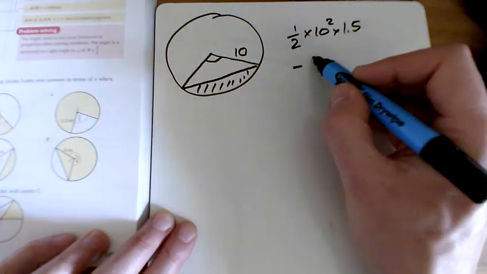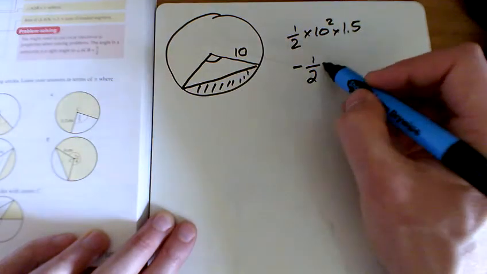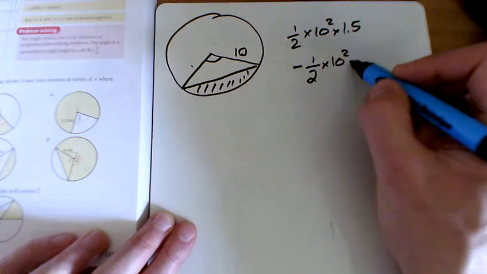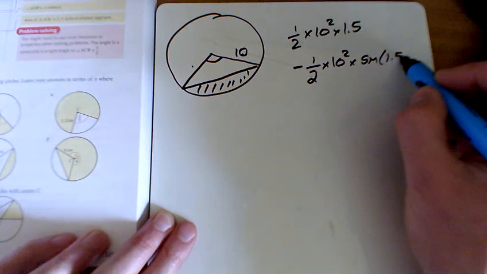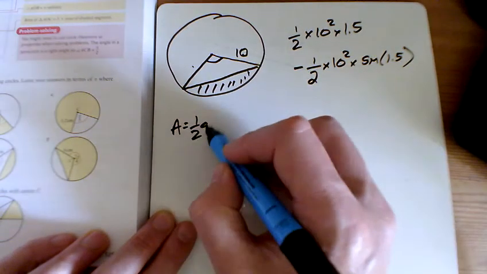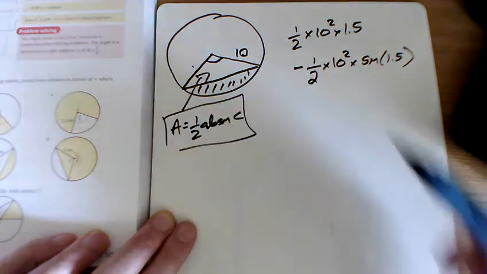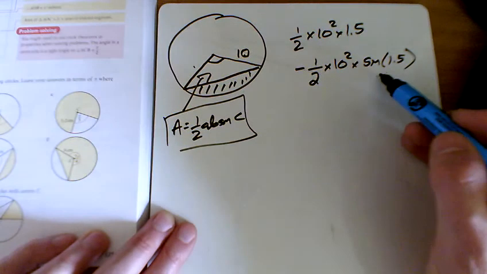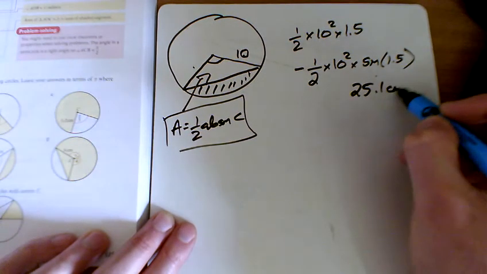And the triangle, we can use the area of a triangle formula, which is a half one side times the other, well, they're both 10 again, times the sine of the angle between them. So that area of a triangle formula is a half ab sine C. And we're using that to work out the area of this triangle. Tap that in, making sure your calculator's in radians mode, and that'll give you a total of 25.1 centimeters squared.